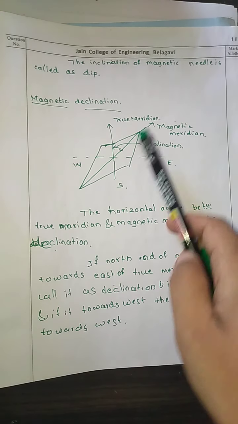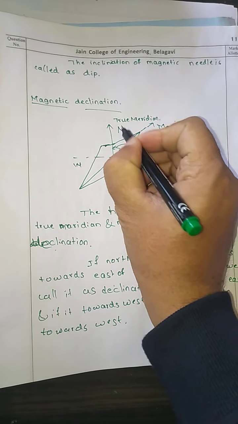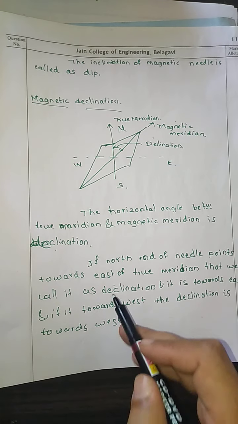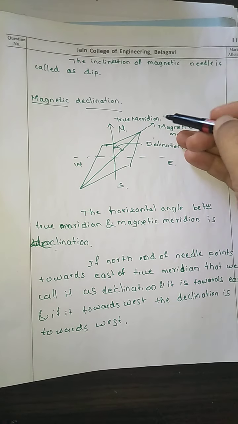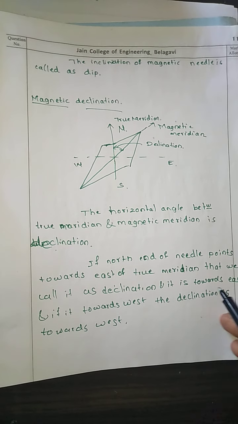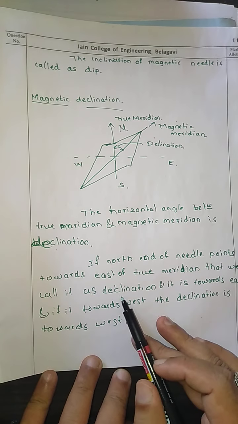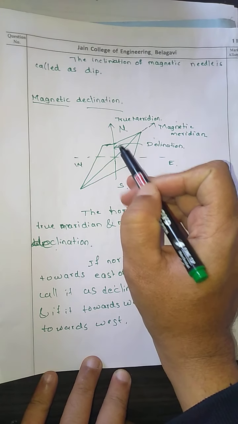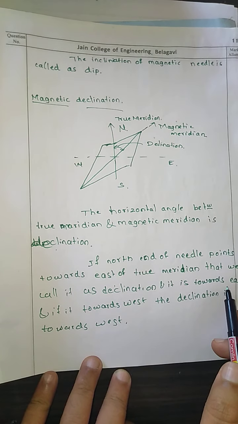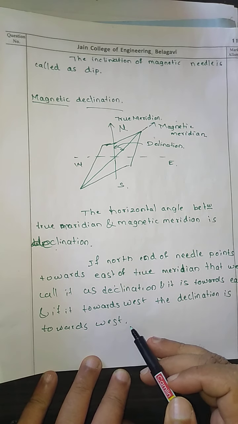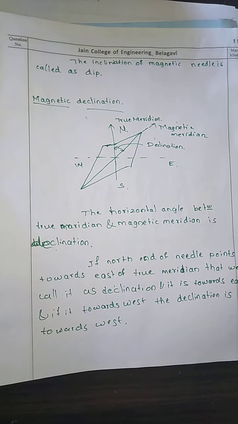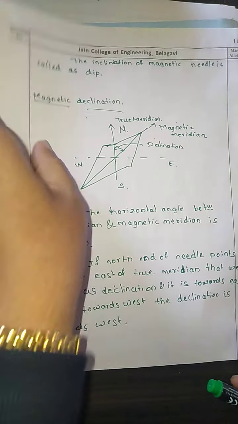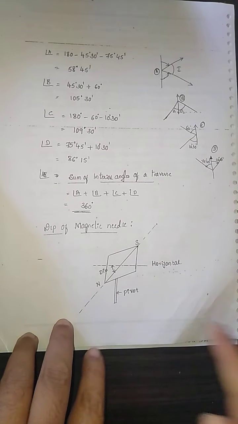If this is your north, and the north end of the needle points towards the east, east of the true meridian, whatever the angle we get, we call it the declination east. And if this declination is towards west, then we call it the declination is towards west. We are having one small problem on this that we are going to see, so that is the reason why I am discussing all these things.